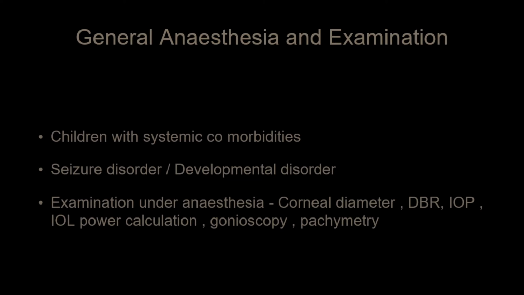And in examination, we do this for both the eyes, in which we check the corneal diameter. We do the intraop DBR and IOL calculation if that's not been done preoperatively. Intraocular pressure is taken, and gonioscopy and pachymetry are also carried out. And before the surgery, we need to ensure that the child doesn't have a nasolacrimal duct obstruction.